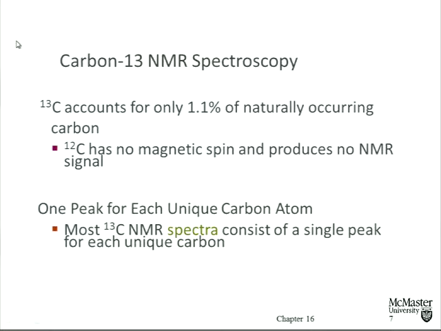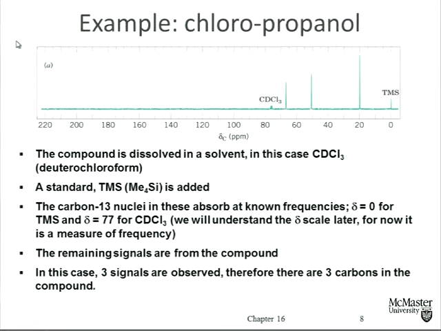Most C13 NMR spectra consist of a single peak for each unique carbon. We saw that there. We mentioned how the compound is dissolved in a solvent, CDCl3, and the standard tetramethylsilane, a silicon atom with 4 methyl groups on it. Notice in tetramethylsilane there's 4 carbons, but they're all equivalent, right? Each of the methyl groups is equivalent to the other. They all absorb at the same frequency because they're chemically equivalent, and so we get a delta value of 0 for all 4 nuclei in TMS.